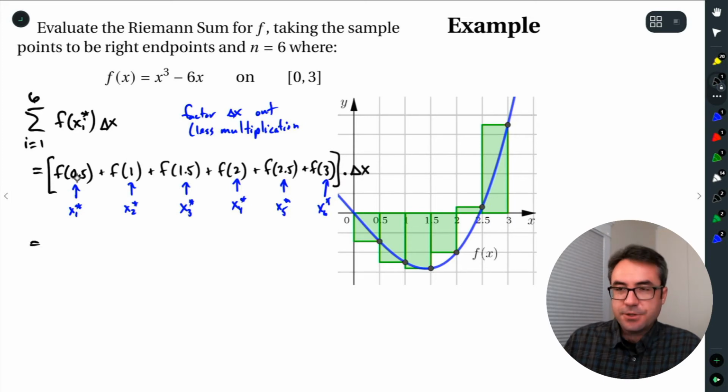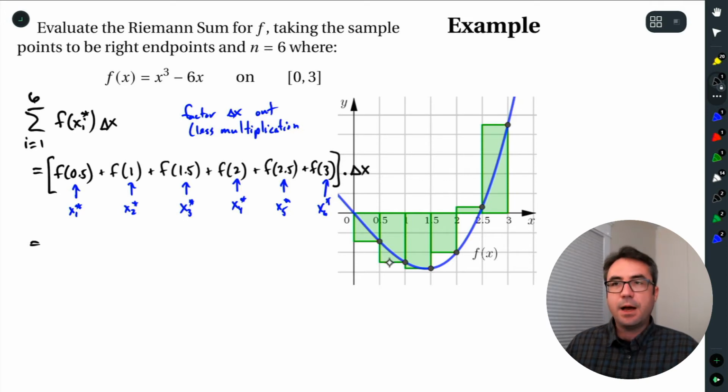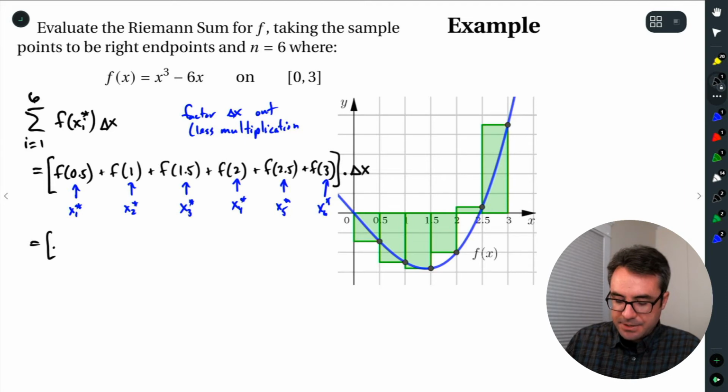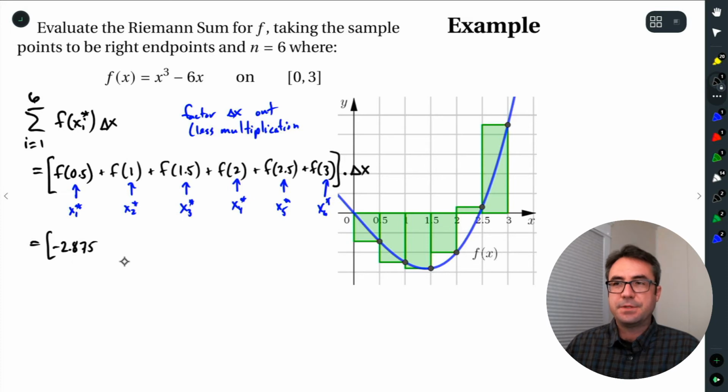And then to get these function values, we're going to take the x value and plug it in right here into our function. So we actually have a formula for our function here. The graph can be helpful, but we actually have the formula here. So take 0.5, and if we plug it into x cubed minus 6x, what we end up with is negative 2.875. Now it's negative because, well, you can see the curve is below the horizontal axis. And then we just play the same game for all these other ones.